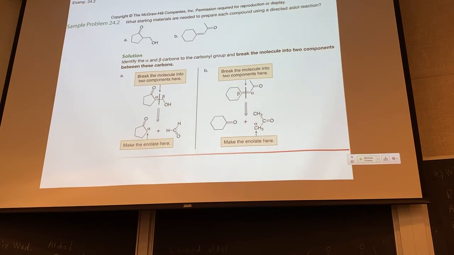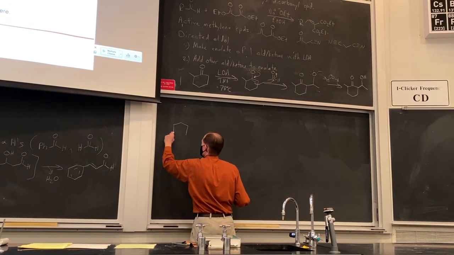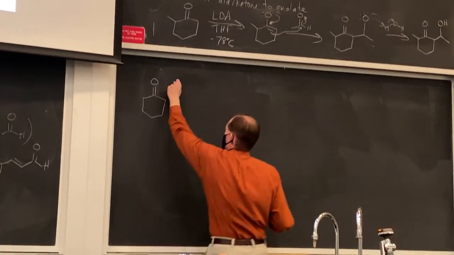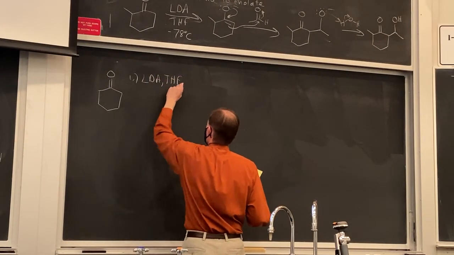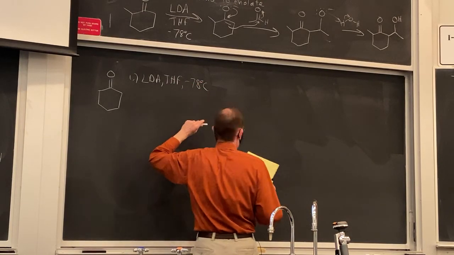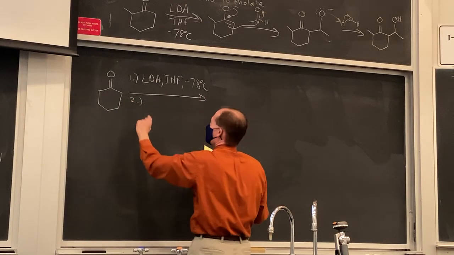But the point is, if you made the enolate of the cyclohexanone as opposed to the enolate of acetone, you would not get this product. You would get a totally different constitutional isomer. Okay, and we'll draw that for you on the board. So let's say we took cyclohexanone, LDA, THF, our polar aprotic solvent, minus 78 degrees. And then in step 2, we're adding acetone.